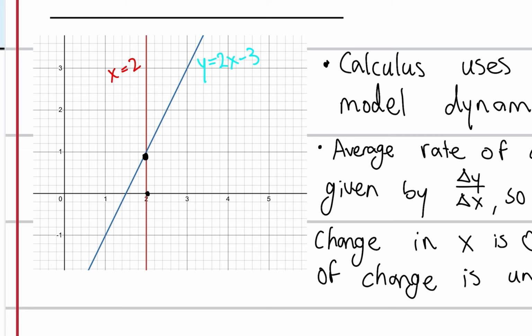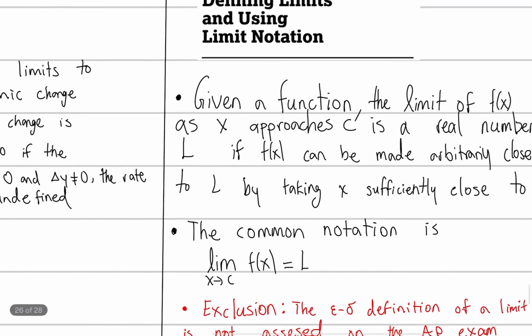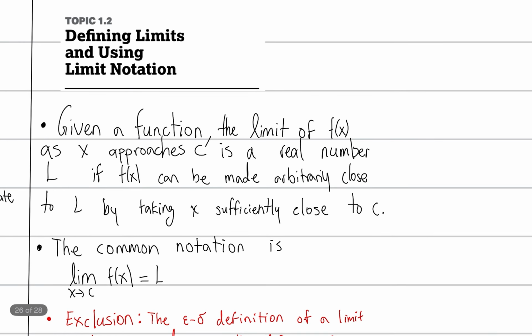And in calculus, when we move on to derivatives and we want to talk about instantaneous rate of change, we have to consider average rate of change. It's very important that you have a very good understanding of average rate of change, but that'll come back in Unit 2. So 1.2, defining limits and using limit notation.